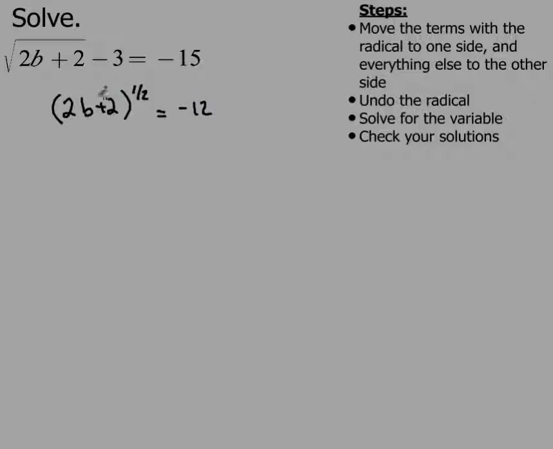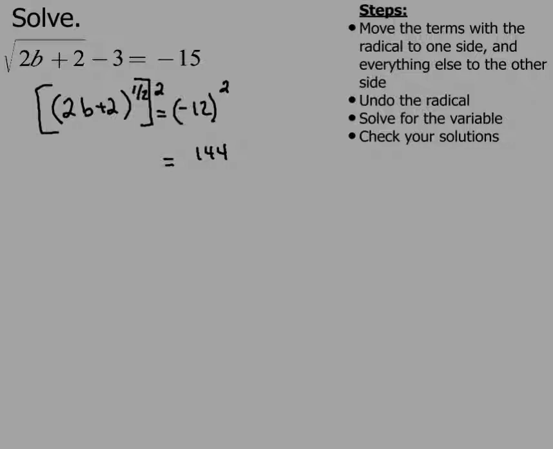Now to get rid of a square root or something to the 1/2 power, what you're going to do is raise it to the reciprocal power, which of course the reciprocal of 1/2 is 2, or 2 over 1. And then the same thing on the other side. I'm going to have the other side to the same exponent, same power, so squared. Now negative 12 squared, so negative times negative of course gives me positive. That's going to be 144.